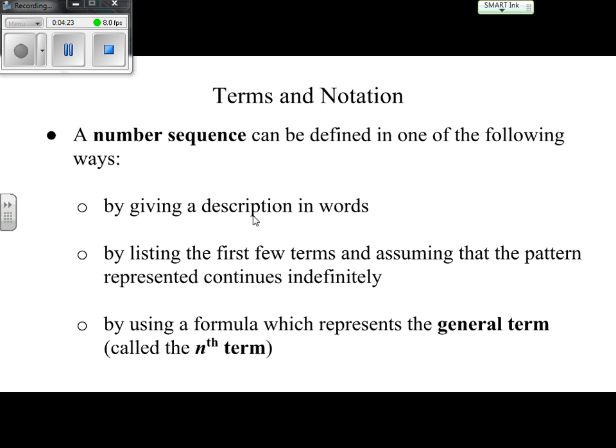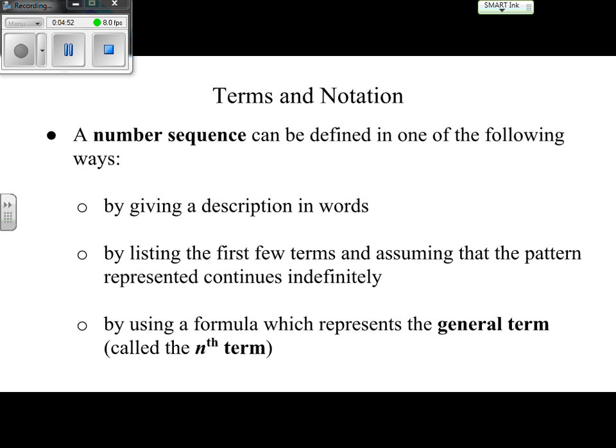Now what we're going to look at are sequences that follow a very specific set of rules, I guess is the best way to say that. So a couple things to keep in mind. A number sequence can be defined in one of the following ways. You could give a description in words. So start with a certain value and then each new term add on a certain value or multiply to get there, or again, just some sort of description explaining what that pattern is.